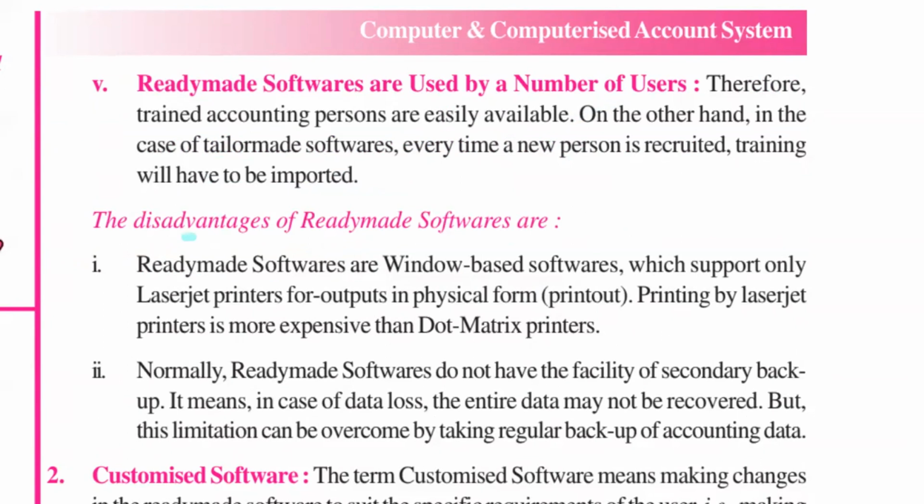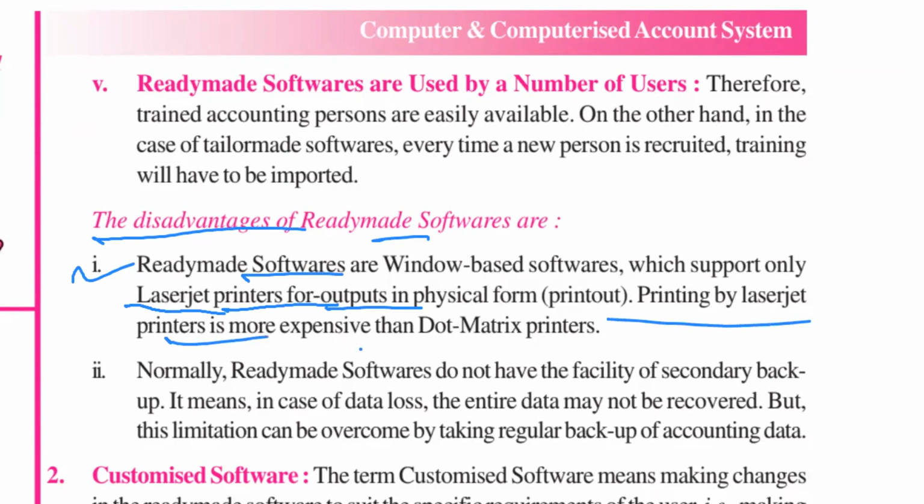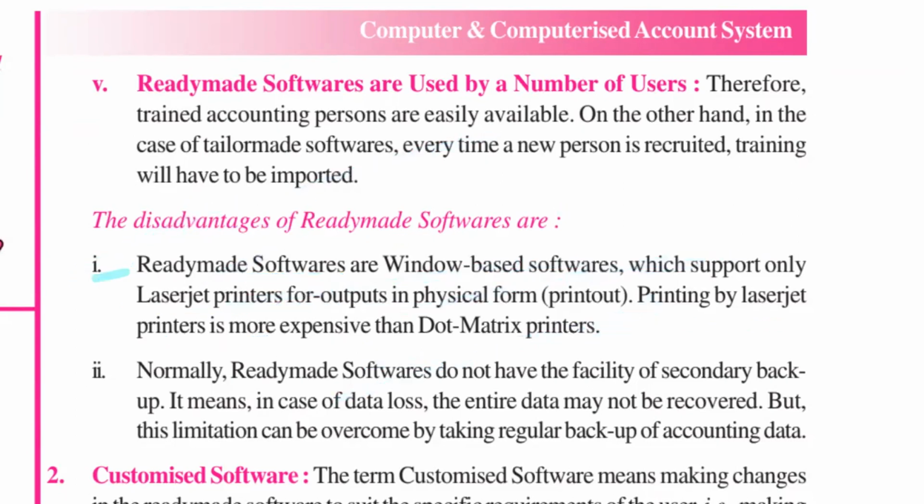Similarly, ready-made software has certain disadvantages. Okay, what are those? Ready-made softwares are window-based softwares which need a LaserJet printer for output form. Printout by LaserJet printer is more expensive than by dot matrix printer. So the disadvantage is that ready-made softwares are window-based software.